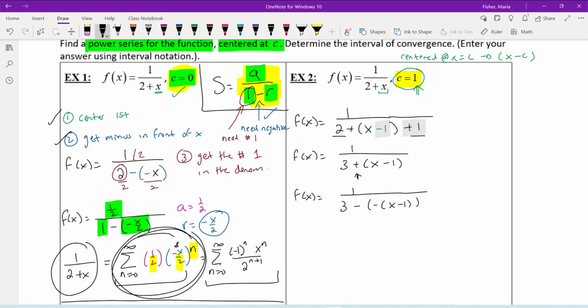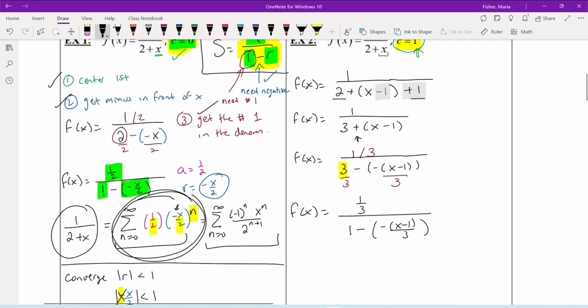Third and final step is to get 1 in the denominator. So I have to change this 3 into a 1. Therefore, I'm going to divide everything by 3. This by 3, this by 3, and this by 3. Therefore, I have that f of x is equal to 1/3 over 1 minus the negative of x minus 1 all over 3.